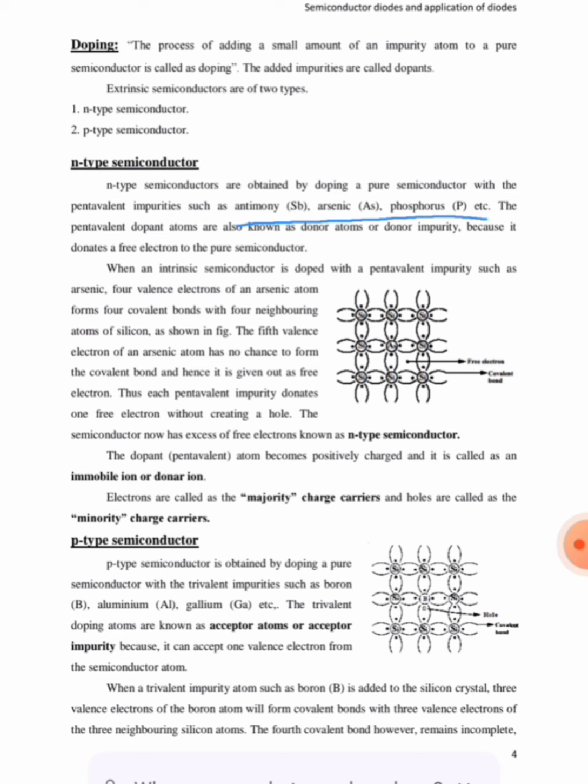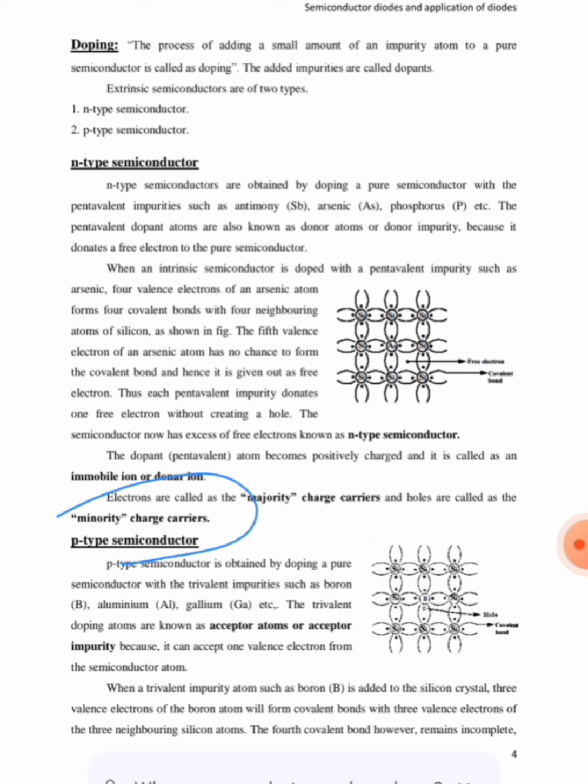With the addition of these pentavalent impurity atoms, more free electrons will be created, which leads to the conduction of current. These excess free electrons are responsible for the conduction of current, and these n type semiconductors will have more free electrons. Here in the n type semiconductor, electrons are called the majority charge carriers and holes are called the minority charge carriers. Now let us see what exactly is the meaning of p-type semiconductors.